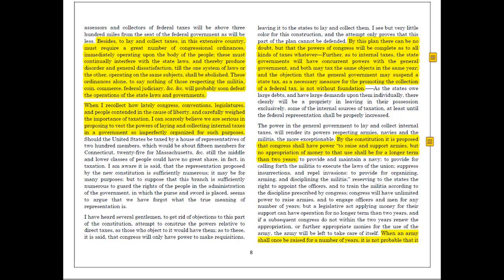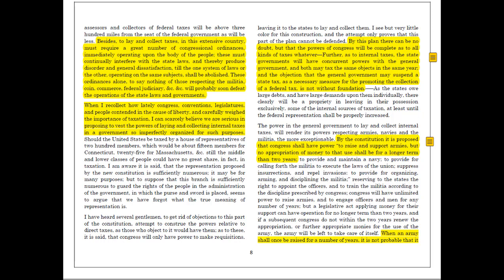If we look at the right-hand column of 8 and come down just about halfway down the highlighted passage, Smith notes that by the Constitution it is proposed that Congress shall have power to raise and support armies, but no appropriation of money to that use shall be for a longer term than 2 years. So this is the primary constitutional restraint on a professional army. The monies that are used to pay for that army cannot last for more than 2 years. Well, we know living in the 21st century that is not a practical barrier to maintaining a permanent professional army.